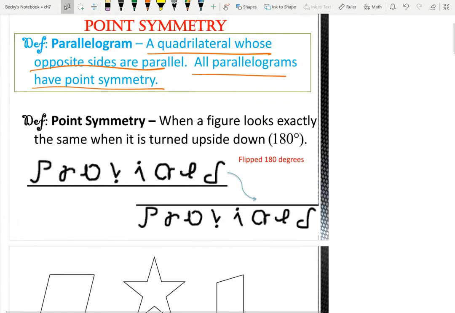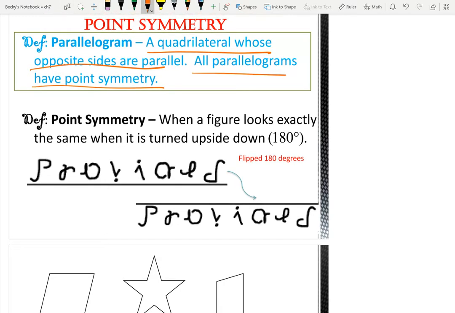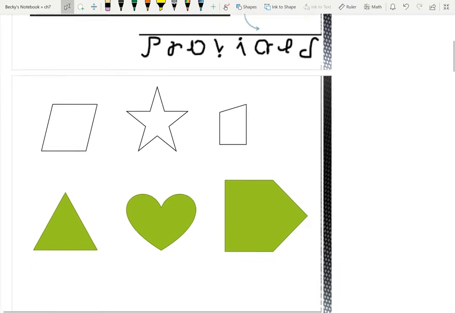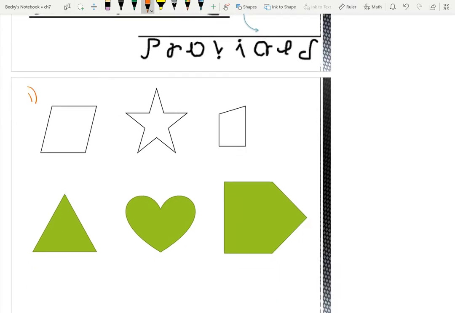Again, all parallelograms have point symmetry. Now, usually people want to argue about this first one. Let's just number these, 1, 2. Let's talk about the first three. What do you guys think about number 1? First of all, is that a parallelogram? The only way we know for sure if it's a parallelogram is if the opposite sides are parallel. So I'm just going to say these opposite sides are parallel. They appear to be. I made it official.